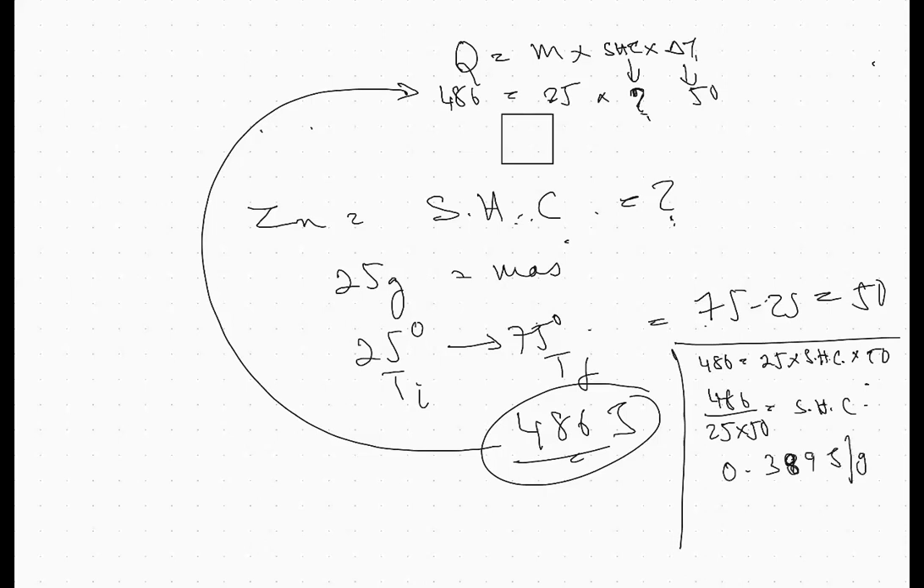I say per gram because it's under this line, right? Okay, so it's the same thing as writing joules per gram. Okay, so some books you can say. So the answer is 0.389.